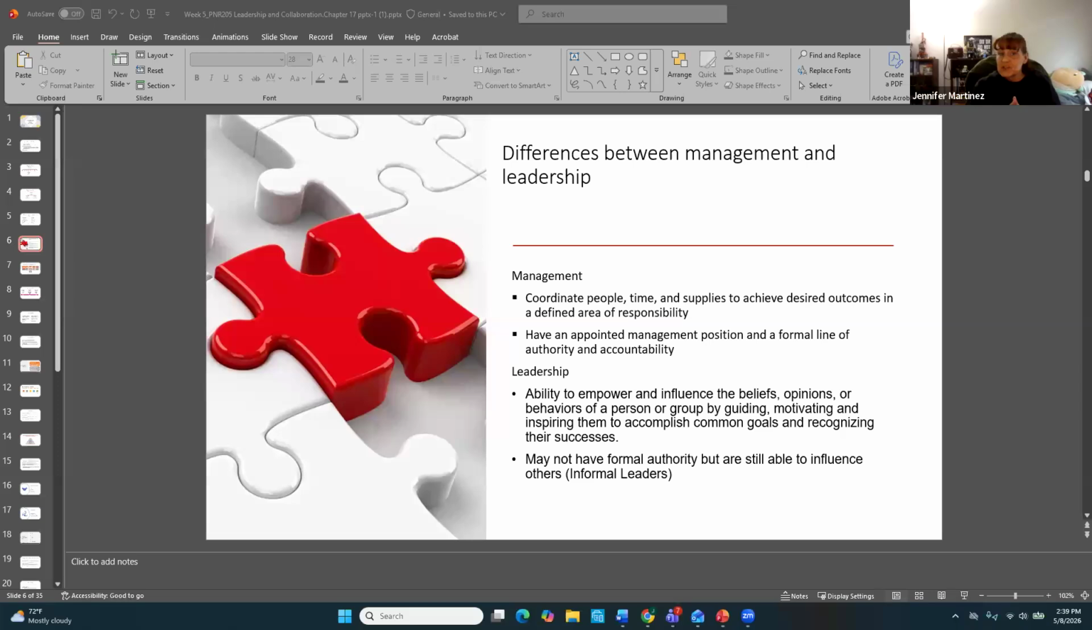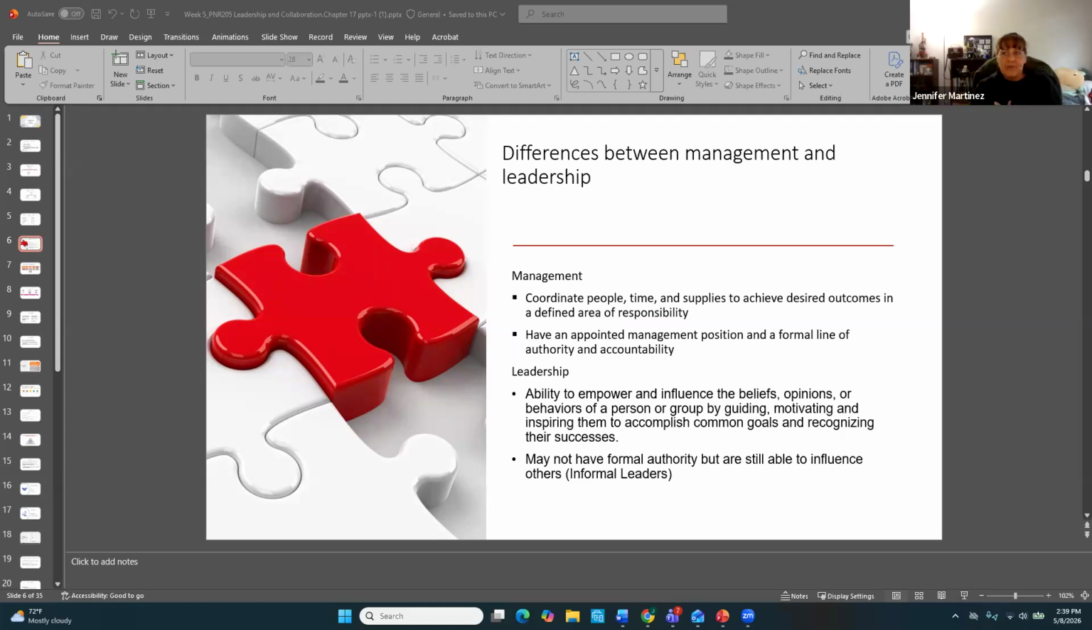Leaders have the ability to empower and influence the beliefs, opinions, or behaviors of a group or a person by guiding, motivating, and inspiring them to accomplish common goals and recognize their successes. And they don't always have formal authority, and some have the ability to influence others, which are what we call informal leaders.